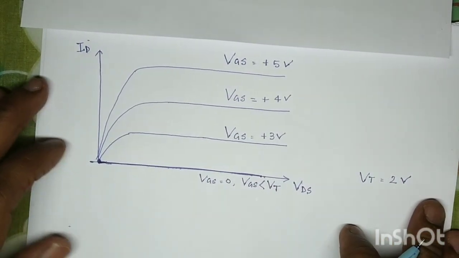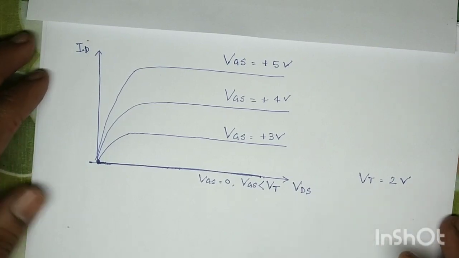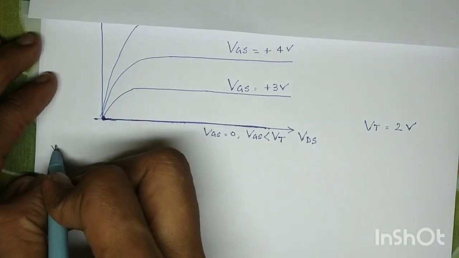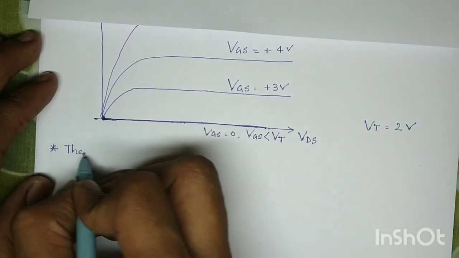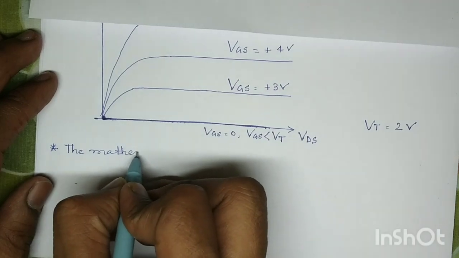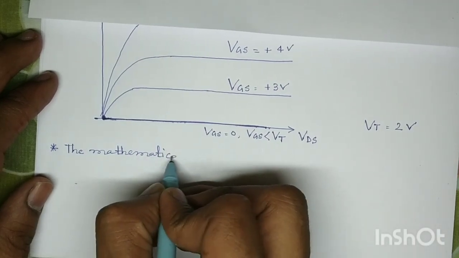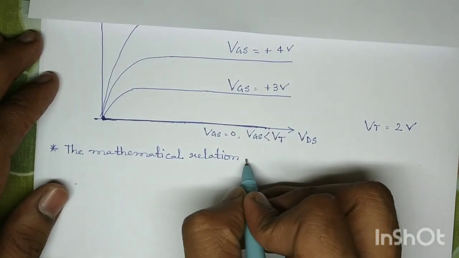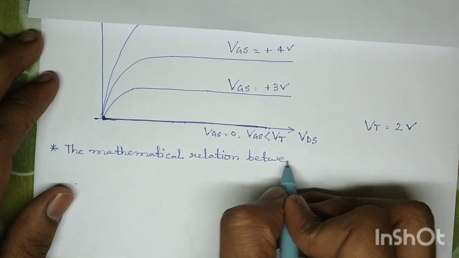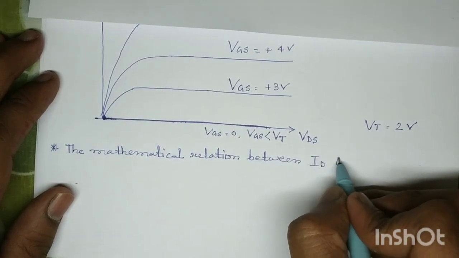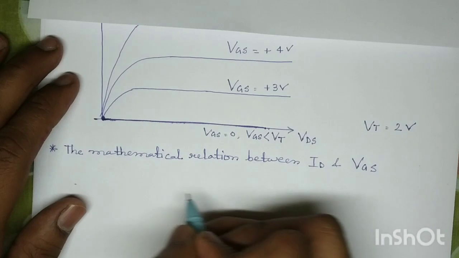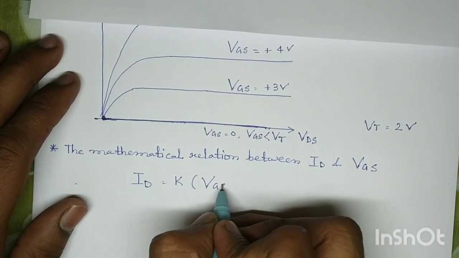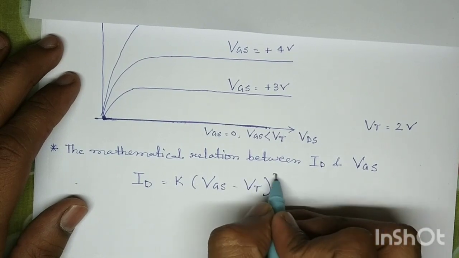Okay. Next important is the mathematical relation between the drain current and the gate to source potential. In case of enhancement type MOSFET, the mathematical relation between drain current ID and VGS is given by this equation. ID is equal to K times (VGS minus VT) whole square.